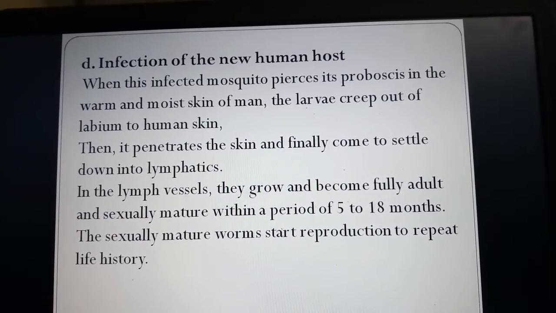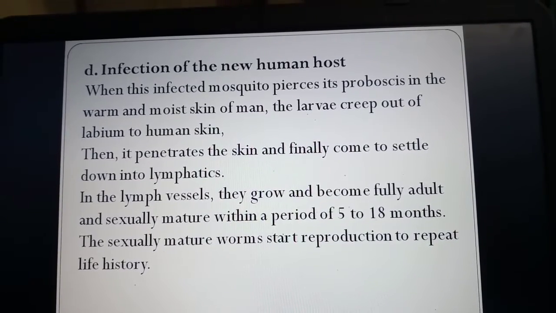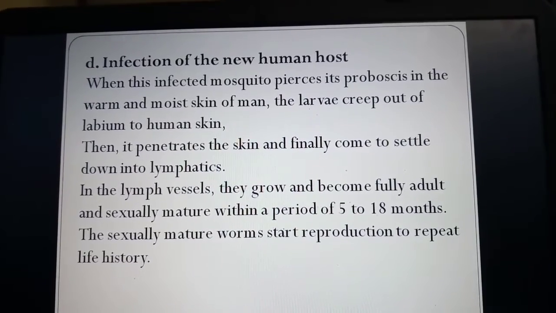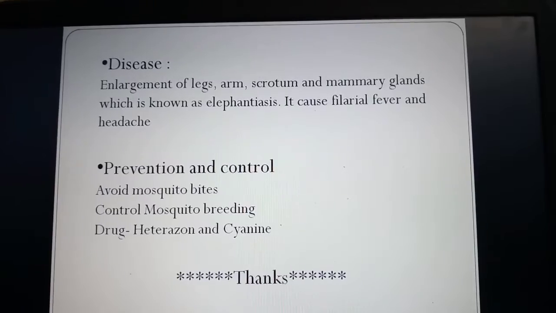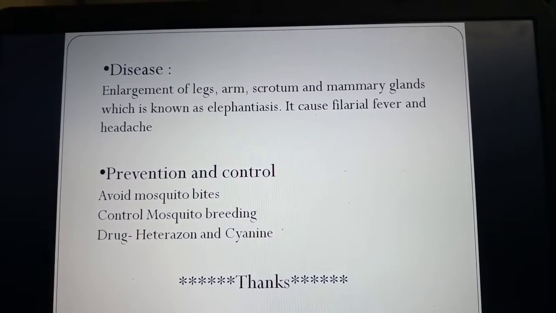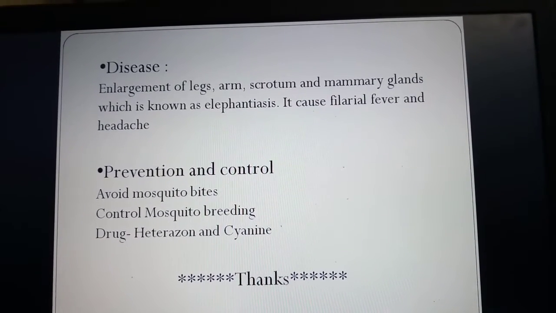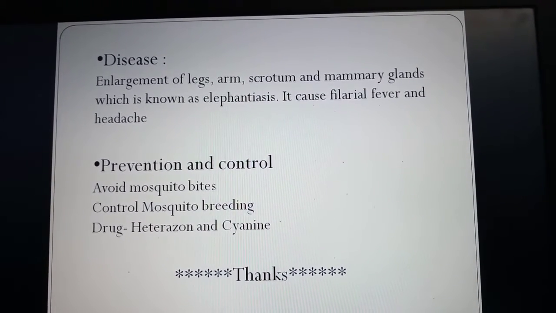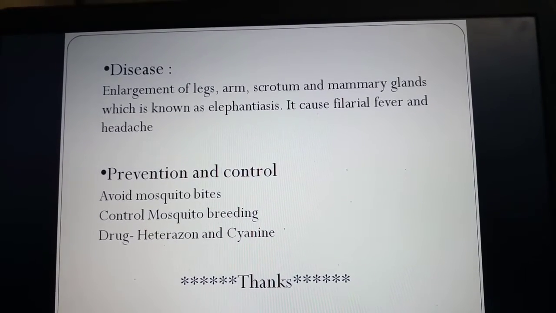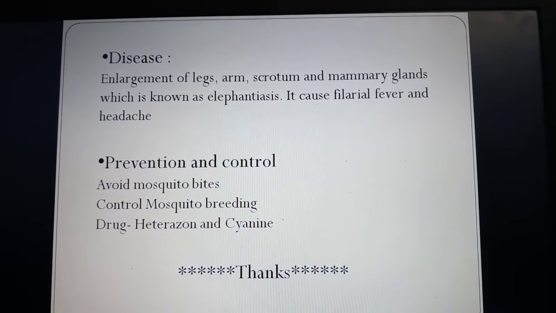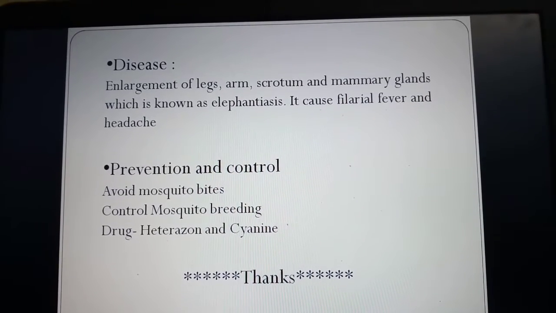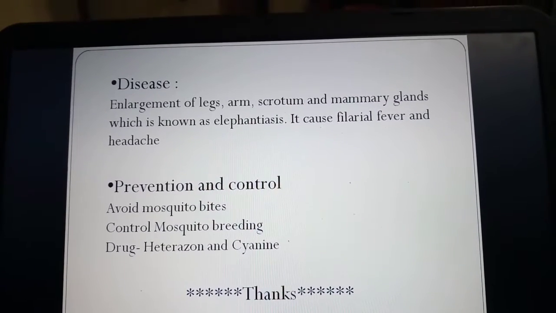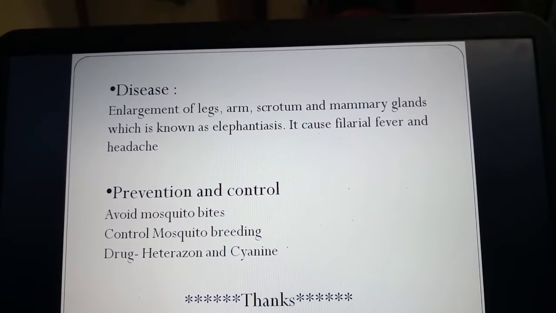In the lymph vessel, they grow and become fully adult and sexually mature within a period of 5 to 18 months. The sexually mature worms start reproduction to repeat the life cycle. Disease caused by the parasite Wuchereria bancrofti. In severe infection, due to repeated inoculation, the adults cause blocking of the lymphatic system, which results in the enlargement of legs, arms, scrotum and mammary glands, which is known as elephantiasis. It causes filarial fever and headache too.